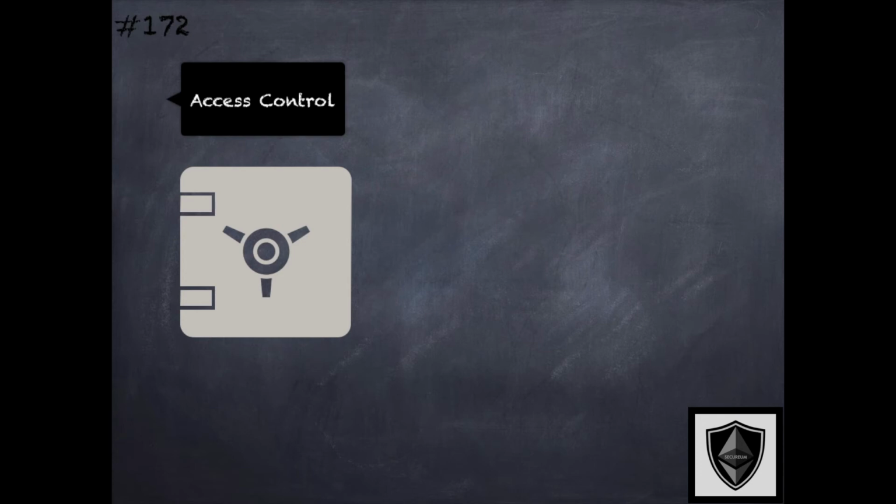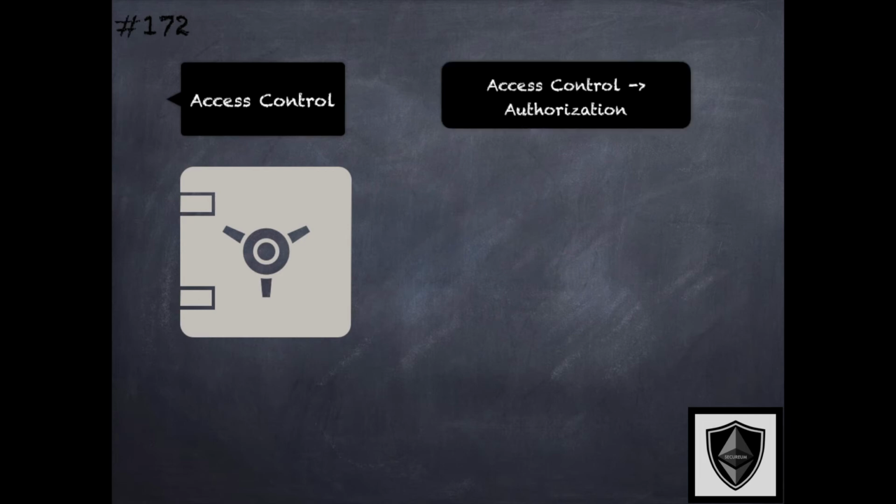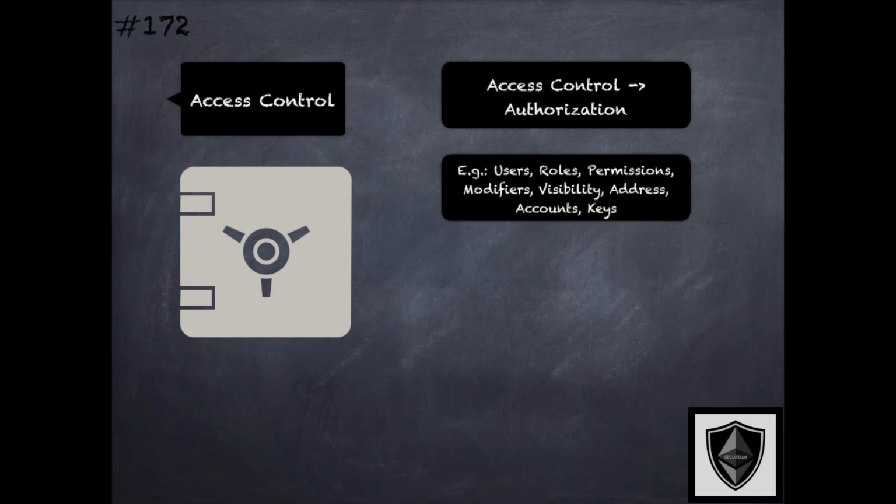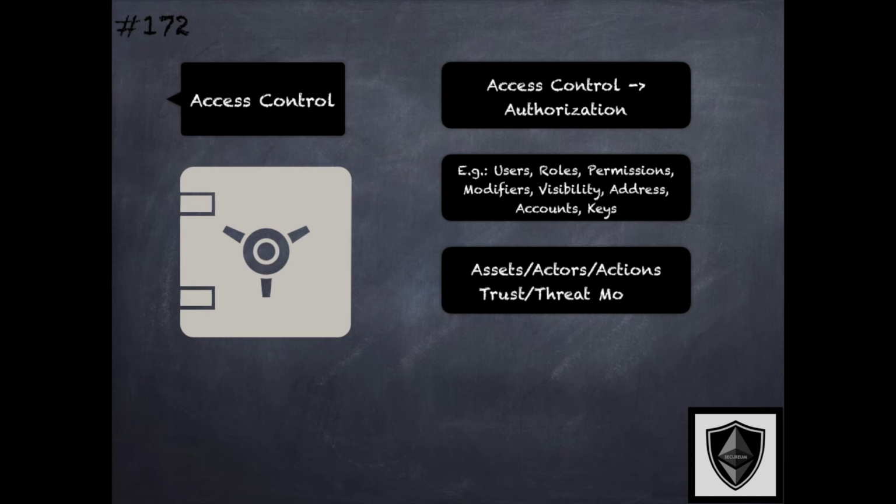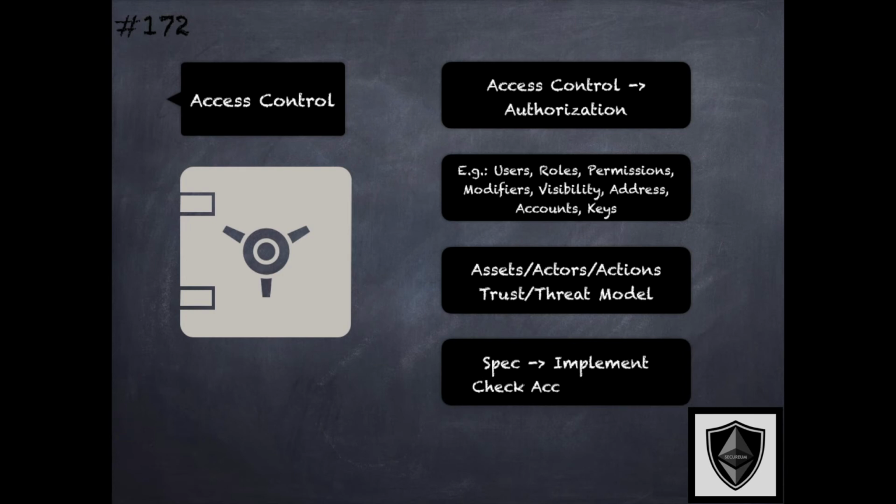We have discussed this multiple times, but this aspect of access control warrants revisiting again because it's central and critical to security. Incorrect or insufficient access control or authorization related to system actors, roles, assets, and permissions may certainly lead to security issues. Therefore, the notion of assets, actors, and actions in the context of trust and threat models should be reviewed with the utmost care to avoid such security issues.